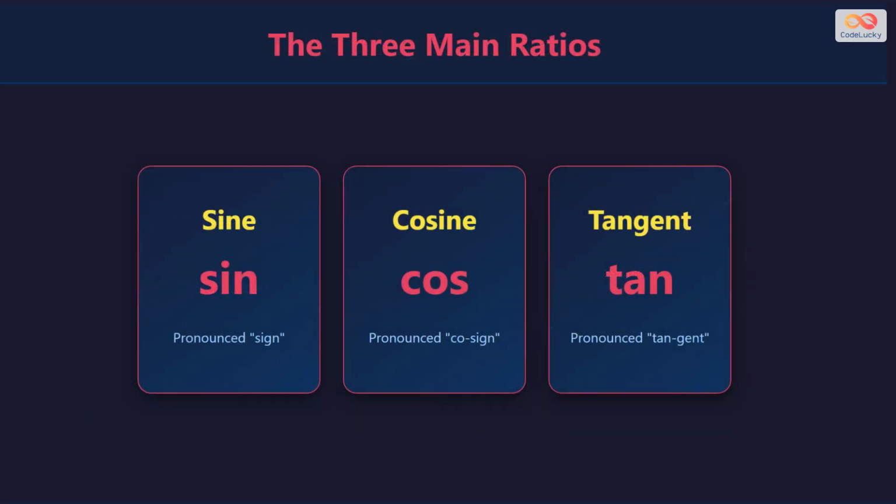There are three primary trigonometric ratios that connect the angles to the side lengths. These are sine, cosine, and tangent. In mathematical equations, you will see them abbreviated as SIN, COS, and TAN, but we pronounce them as sine, cosine, and tangent.